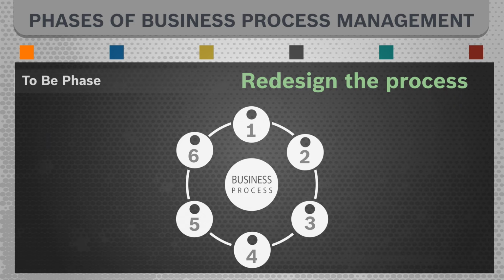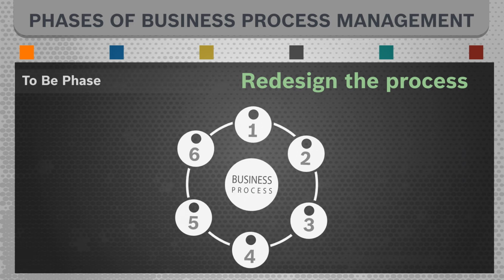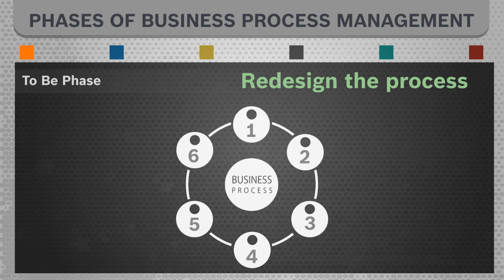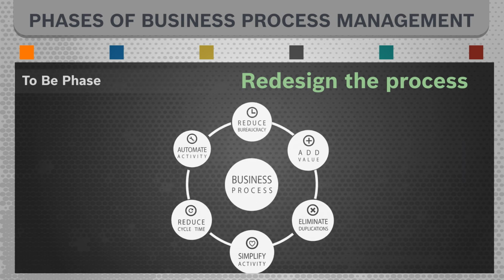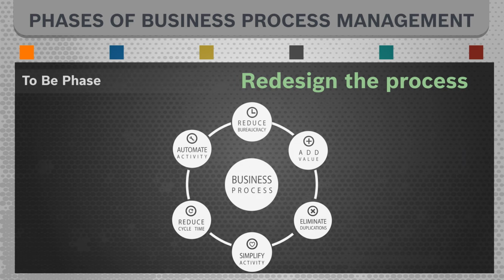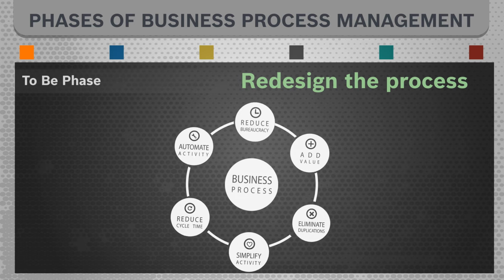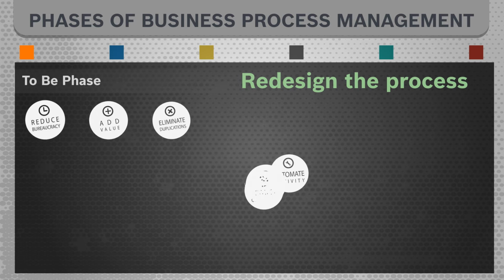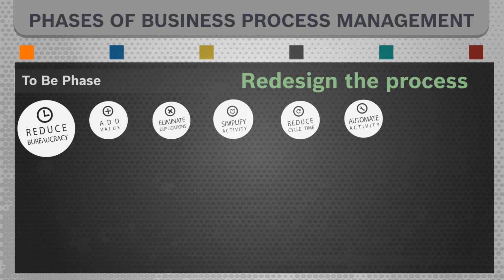The business process is in the center of the wheel. The 6 techniques used to improve the process are wrapped around the process. To use the wheel, we start at the top with eliminate bureaucracy and work clockwise around the wheel, ending with automate the process. Let's go through the wheel and the techniques. The first step is to reduce bureaucracy.